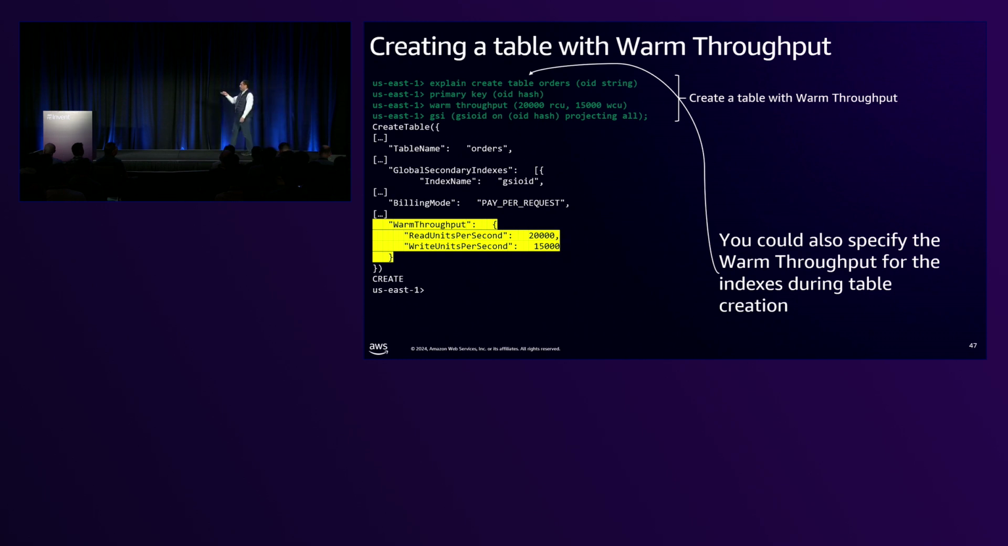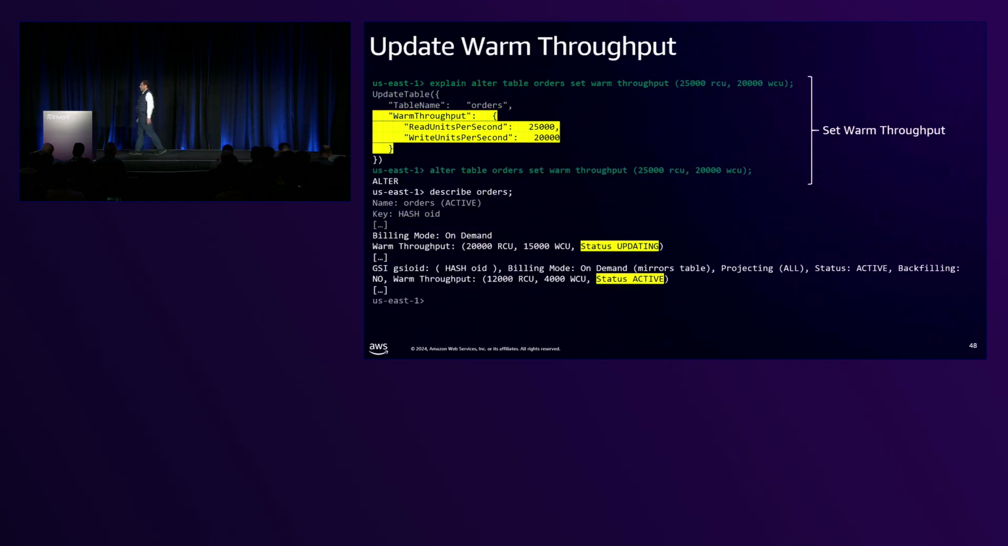In this particular example, I did not specify warm throughput for the index. You can do that as well. So now let's remove the explain and actually create the table, or we created a table. I can alter a table, and I can set the warm throughput. Again, that's the API call you would make. So that's the explain up top. This is actually executing it below.